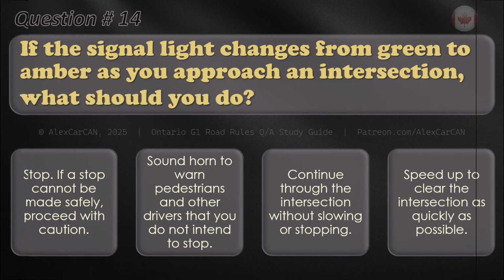Question number 14. If the signal light changes from green to amber as you approach an intersection, what should you do? Stop. If a stop cannot be made safely, proceed with caution. Sound horn to warn pedestrians and other drivers that you do not intend to stop. Continue through the intersection without slowing or stopping. Speed up to clear the intersection as quickly as possible.